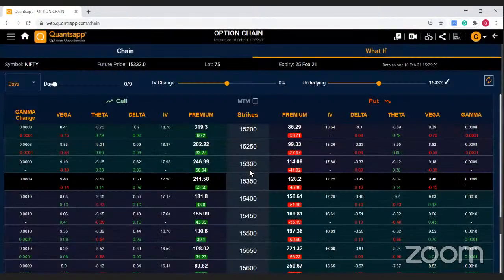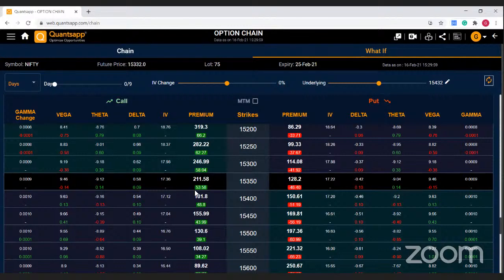Now I can see my premium has increased by 53 points, and there's a reason which is explained by delta, that is, how much your option premium will increase as the underlying increases. And the same goes with the put also. If the underlying prices are going down and you are holding a put option, then you will benefit. But how much it's going to change is explained by the delta of an option.